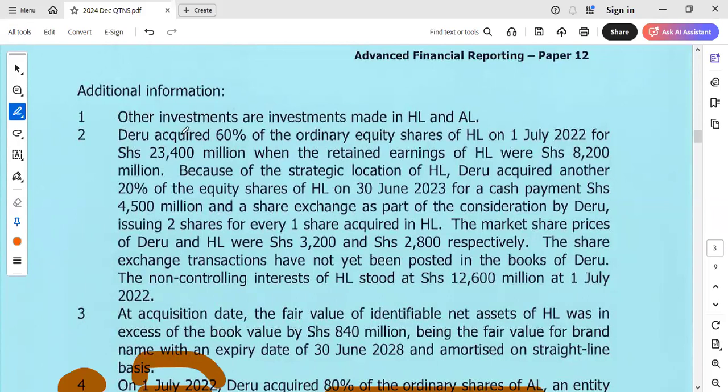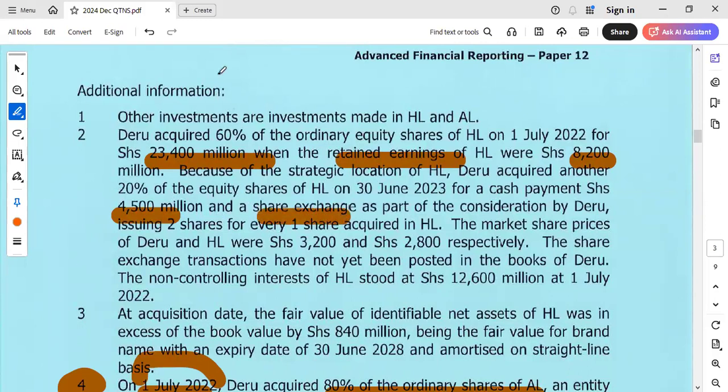So here we are told that Deru acquired 60% of this on 1st July 2022. You have the cash payment. This is the purchase consideration. When the retained earnings of HL were this one. Because of the strategic location, these guys acquired more shares for a cash payment of this and the share exchange.